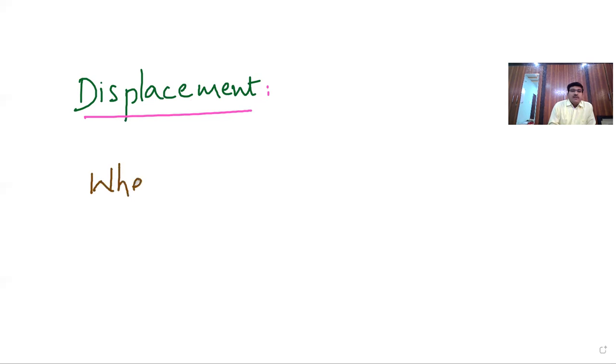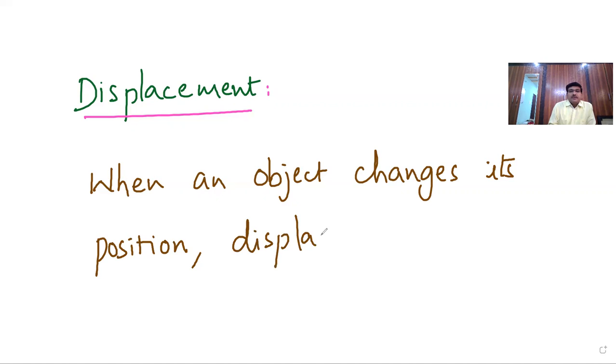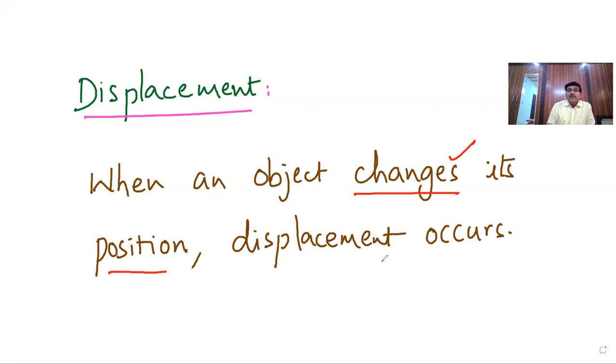When an object changes its position, displacement occurs. Observe carefully the statement, what it says. When an object is changing its position, then the displacement occurs.